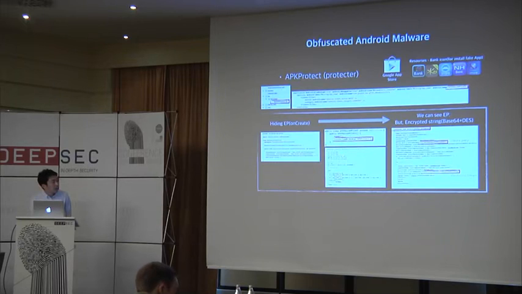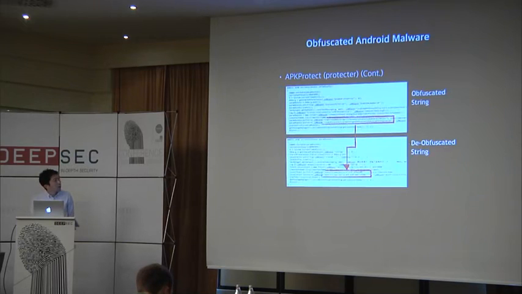The strings are still encrypted, base64 plus DES. These slides show some of the obfuscated strings and the decoded strings. Now you are able to see the real malicious code.